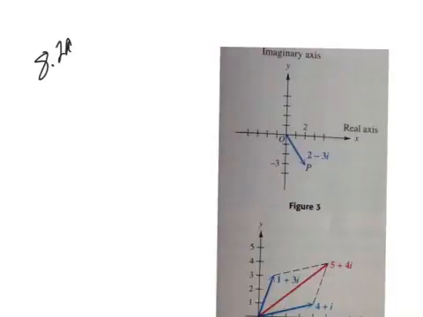Alright, this is lesson 8.2a in trigonometry, trigonometric form of complex numbers. Okay, so notice in figure 3 here, we are making a little bit of a change to our coordinate plane. Normally this is the x-axis, this is the y-axis, but dealing with complex numbers, this is the real axis and this is the complex or imaginary axis.